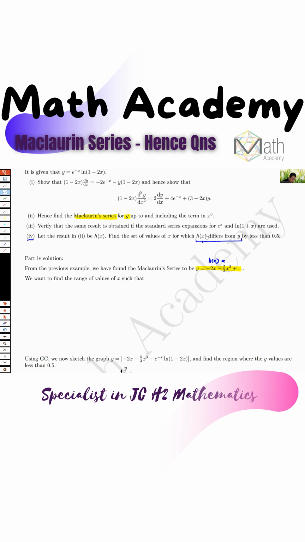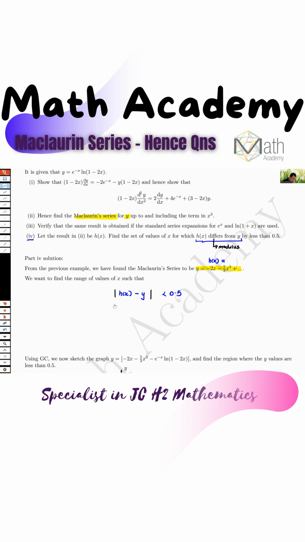So when they say h differs from y, you want to start the inequality with the difference between h(x) and y. This difference must be smaller than 0.5. However, you don't know which is bigger or smaller. You don't know if this is going to be positive or negative when you subtract. Hence, this should come with a modulus. Whenever you see the word differs, it must mean that you take the modulus of the difference, because you don't know which is bigger and smaller.